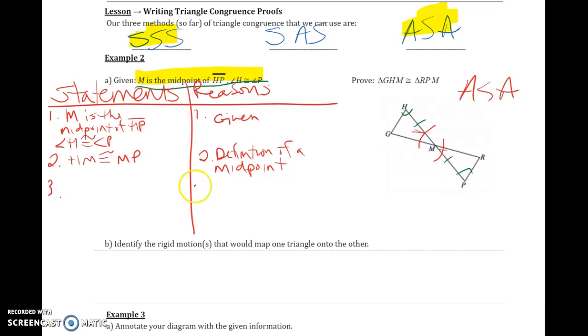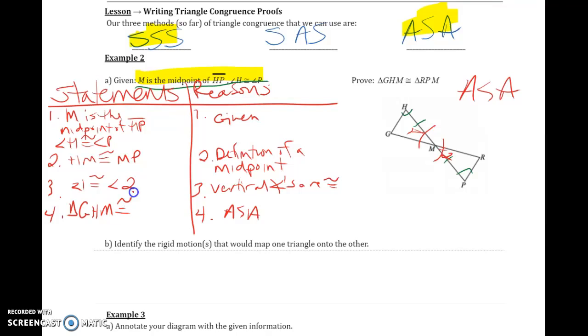And so I have an angle, I have a side, I need another angle. So I'm going to call this angle 1 and angle 2, and I'm going to say angle 1 is congruent to angle 2. Vertical angles are congruent. And 4, I now have angle, side, angle as my reason, and I could state the 2 triangles are congruent. Triangle GHM is congruent to triangle RPM.